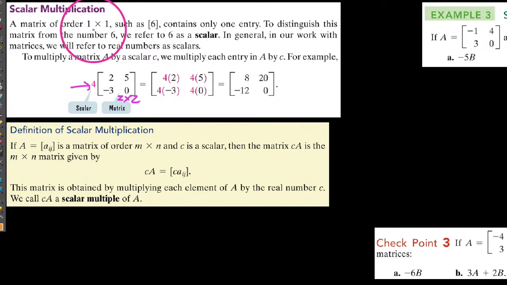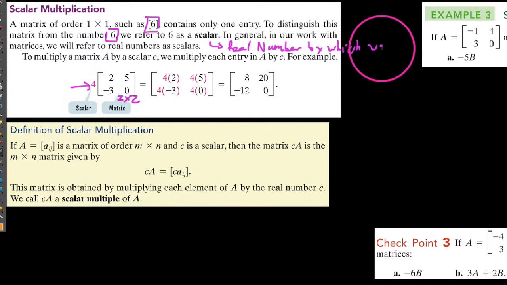We say that a matrix of order 1 by 1, such as just 6 here, contains only one entry. To distinguish this matrix from the number 6, we refer to 6 as a scalar. You can see the difference here in the two notations. This is a different thing than this is. We say a matrix is a matrix. A scalar is a real number. So let's make a note here. A scalar is simply just a real number by which we multiply, and so we're going to scale things up and scale things down.